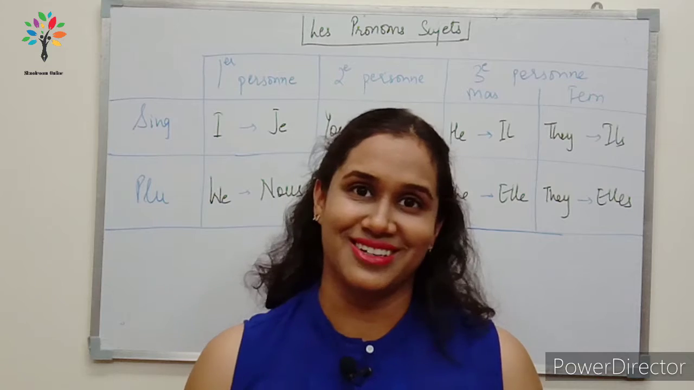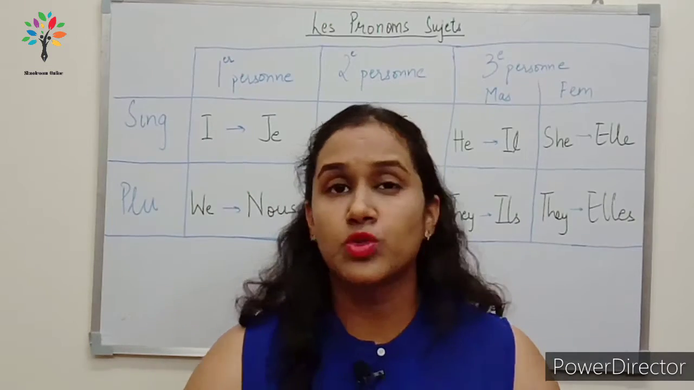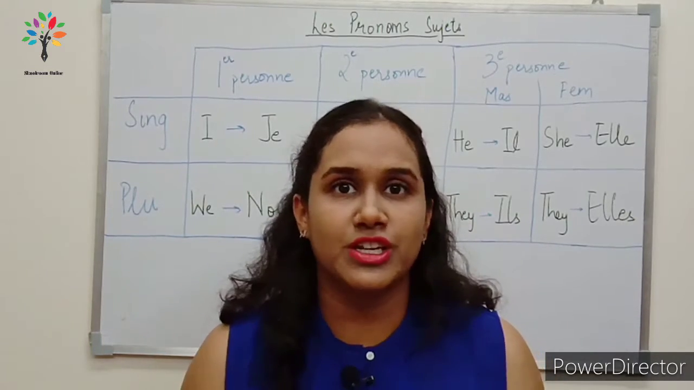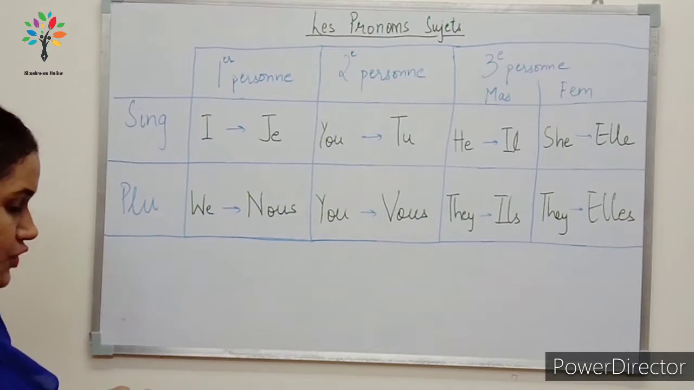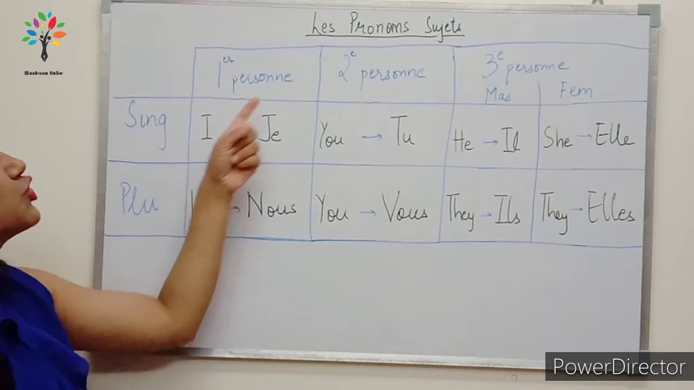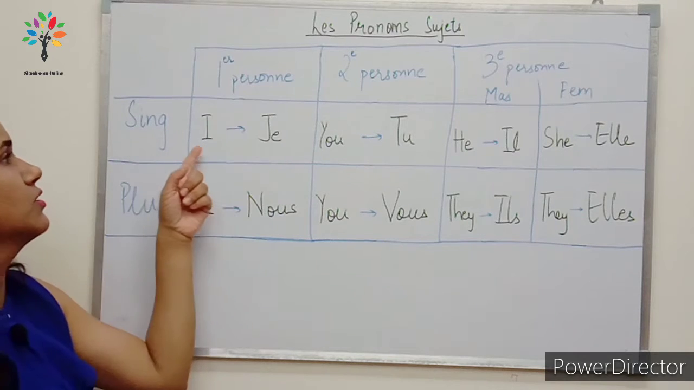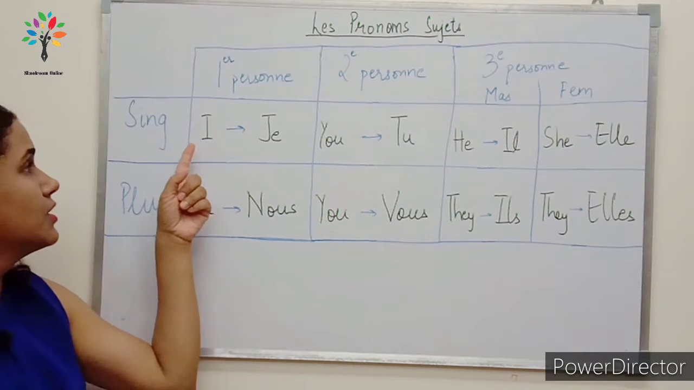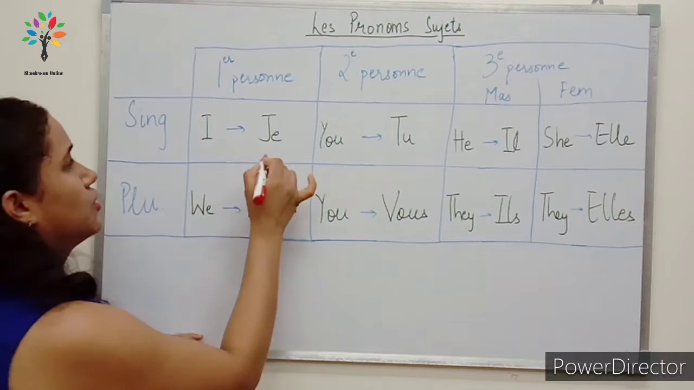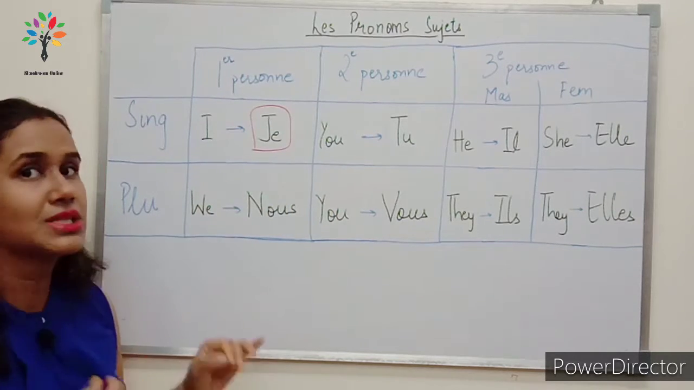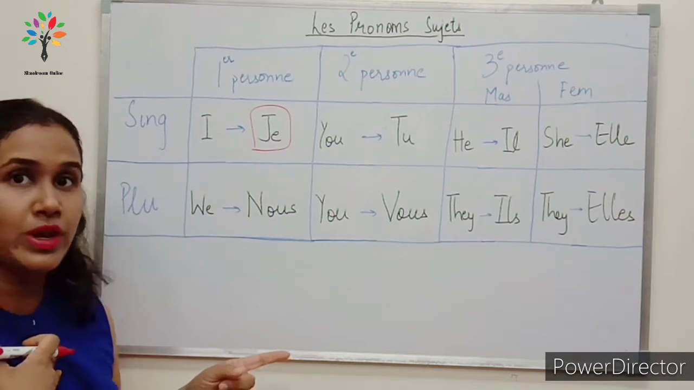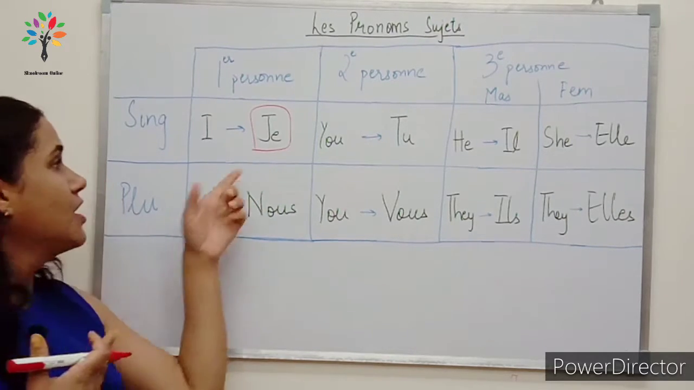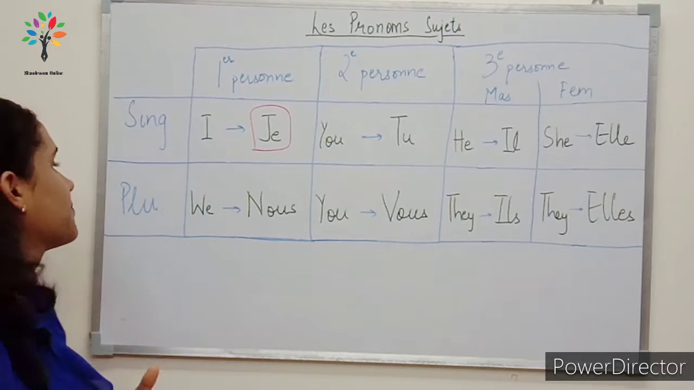Commençons, let's start. So let's see how the personal pronouns that we have in English are called in French. In English, for first person singular, we have I, right? So that is je. Je in French. It means I. When I am talking about myself, I use je.